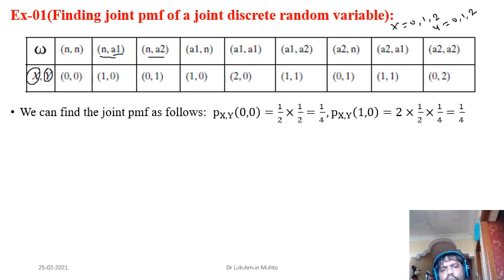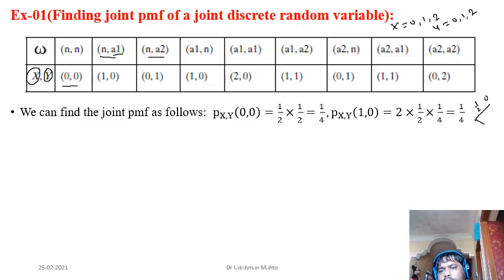So we have to find the probability. How can we find it? First we have to find the probability distribution for the joint value 0 0. It talks about x equal to 0 and y equal to 0. What is the probability that x is equal to 0? We had already seen that x is taking value 0 with probability 1 by 2.